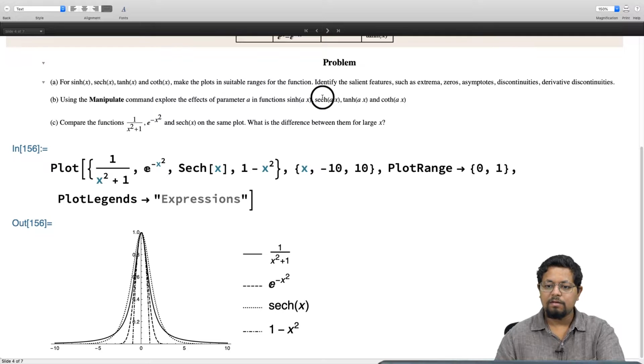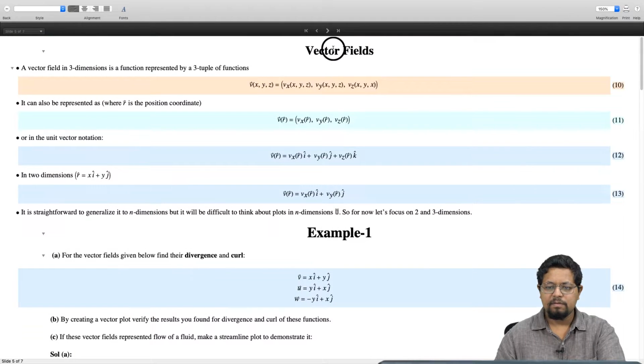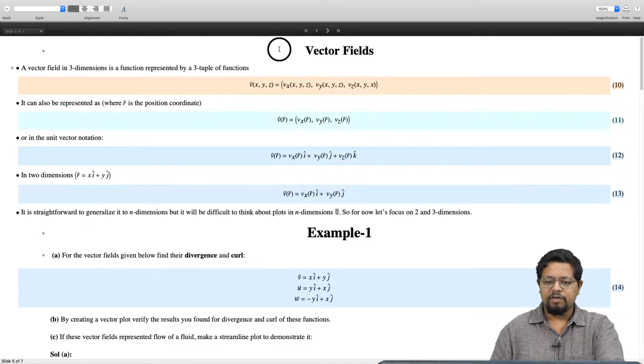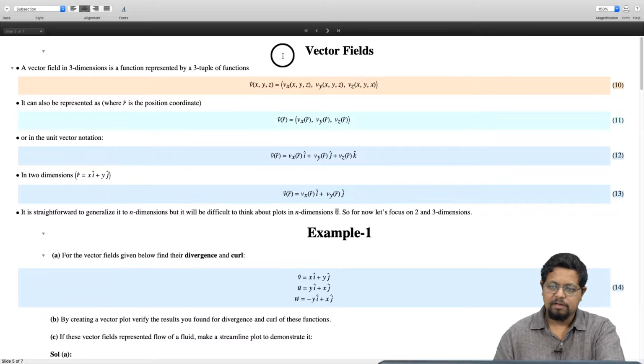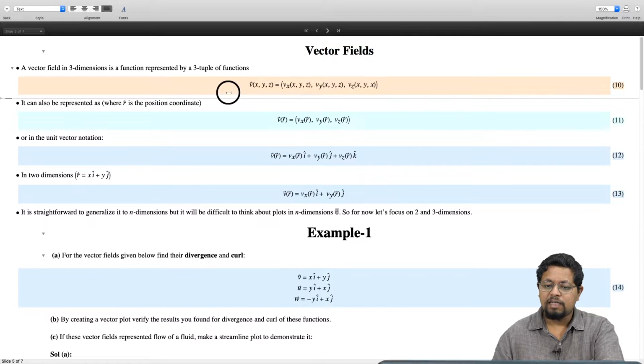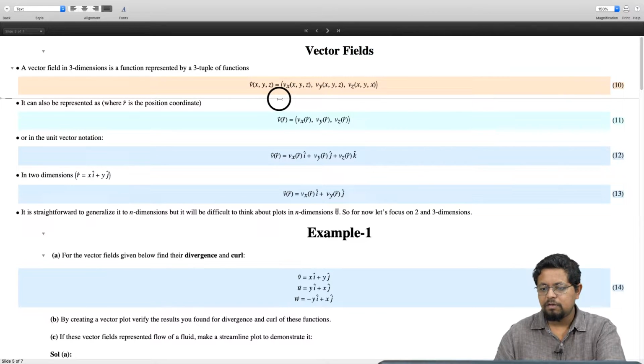Let's go to the next slide. Let's talk about vector fields, and let's understand how to plot vector fields and how to understand these plots. Vector fields are defined as n-tuples. In 3 dimensions there are 3-tuples, they have 3 components, each of the components is a function of the coordinates x, y and z.